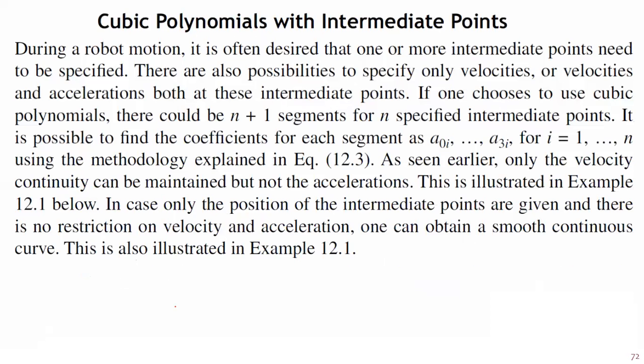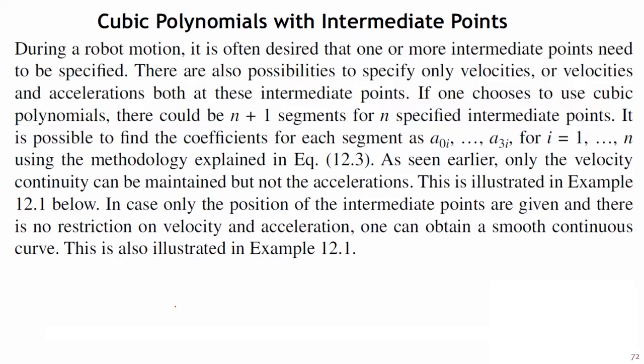Now, cubic polynomials with intermediate points. During a robot motion, it is often desired that one or more intermediate points need to be specified. There are also possibilities to specify only velocities or velocities and accelerations both at these intermediate points. If one chooses to use cubic polynomials, there could be n plus 1 segments for n specified intermediate points.